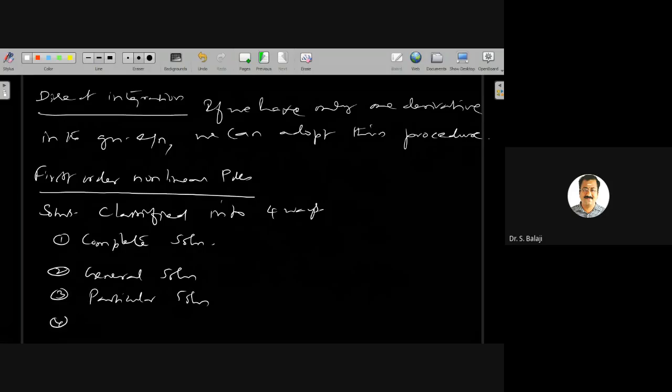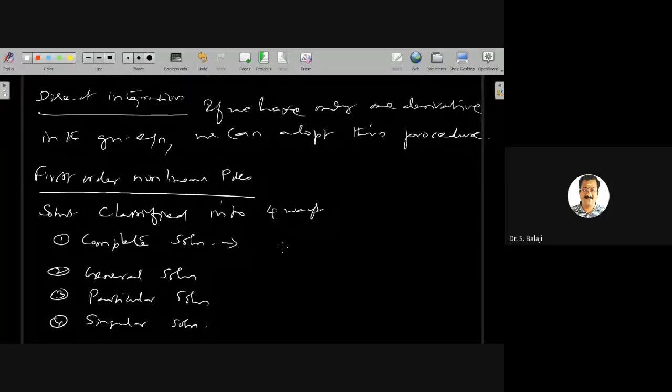And the fourth one is singular solution. When you concentrate on first order nonlinear PDE, solutions are classified into four ways. When can you say that a solution of a PDE is a complete solution here?